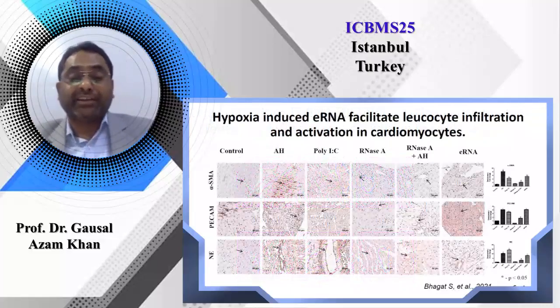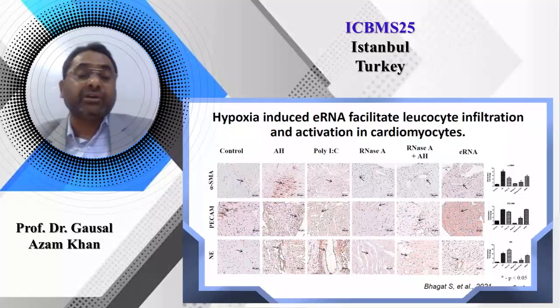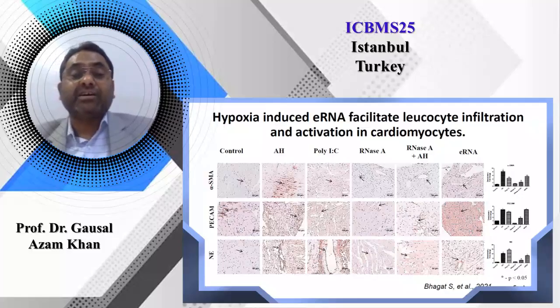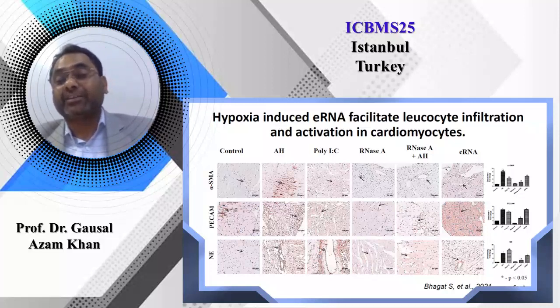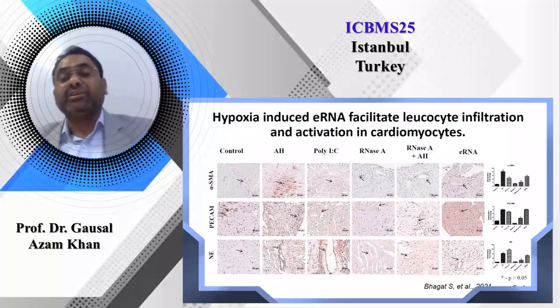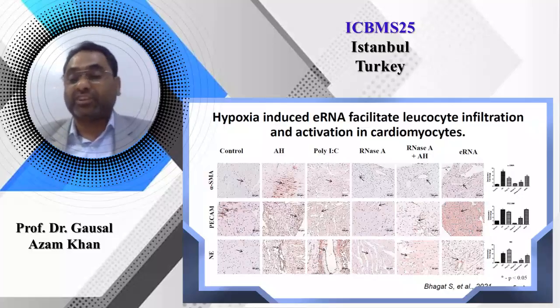And also, in another panel, we looked at neutrophil elastase. Neutrophil elastase is the marker of the neutrophil. Here in hypoxia, there is a significantly increased infiltration of neutrophils and platelets, as well as megakaryocytes and macrophages, but with pre-treatment, it is significantly decreased. So it suggests that hypoxia-induced eRNA facilitates the infiltration of CD41 neutrophils, as well as some other megakaryocytes.